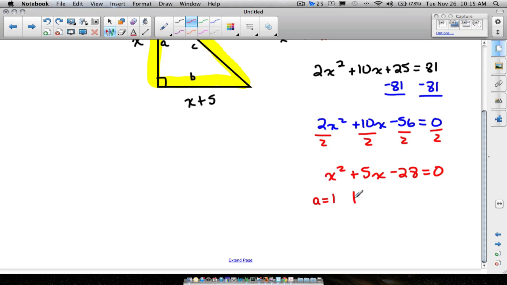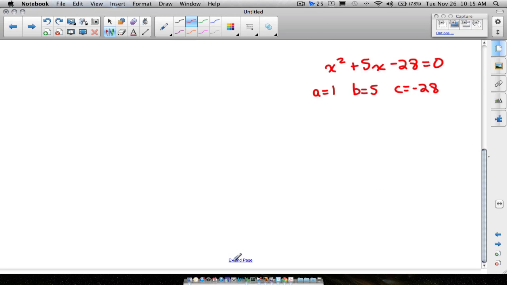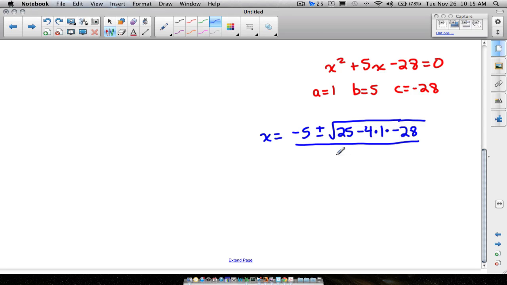A is equal to 1, B is equal to 5, and C is equal to negative 28. So quadratic formula, x equals negative b plus or minus the square root of b squared minus 4ac, all over 2a. Plugging in, negative b is going to be negative 5 plus or minus the square root of b squared, so I'm going to say 25, minus 4 times 1 times a negative 28. Notice I've done the parentheses sometimes and sometimes I've used the dots. It doesn't really matter as long as you're careful with your signs. And this is all over 2 times a, which is just going to be 2.